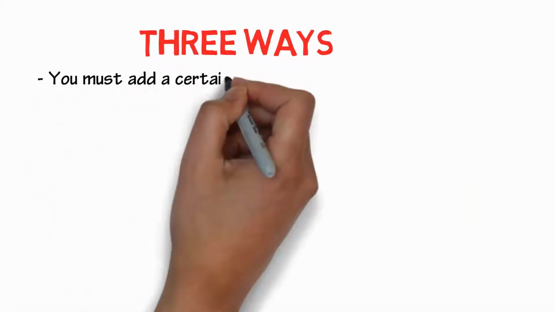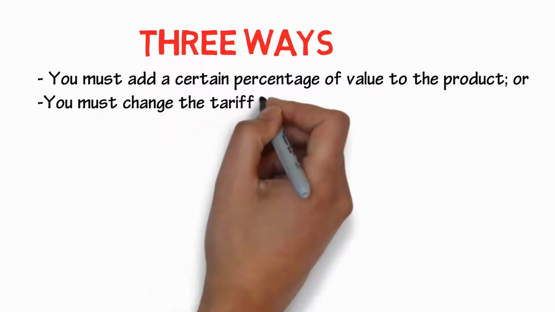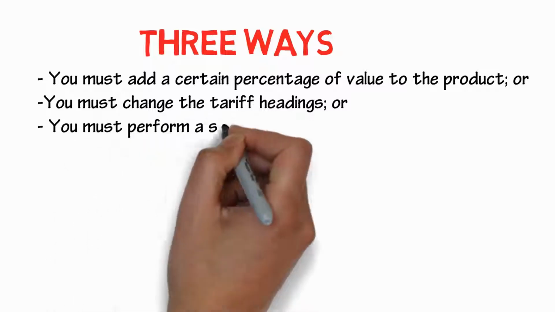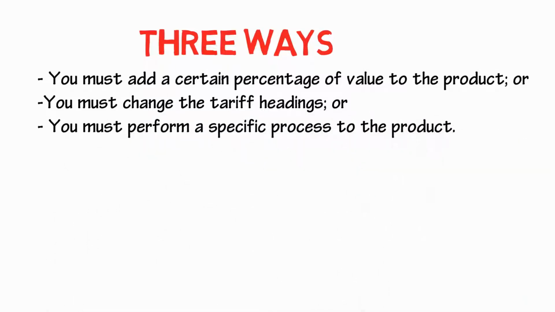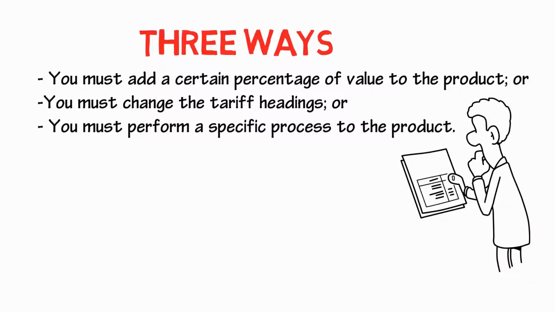Normally, there are 3 ways to perform sufficient working or processing. You must add a certain percentage of value to the product, or you must change the tariff headings, or you must perform a specific process to the product. Different criteria apply to different goods, so you will need to check the origin agreement to find out which specific rules apply.